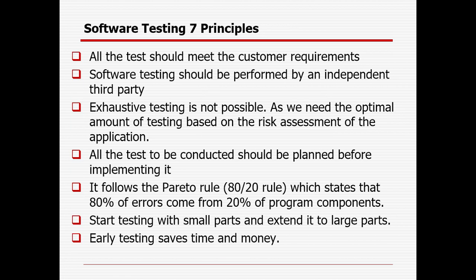So what are the basic seven testing principles in software testing? The first thing is that everything should go as per the customer requirement. We cannot deviate from the customer requirement. In case something is unclear, we can discuss with the customer and sort it out, but after that we have to go with the customer requirement.